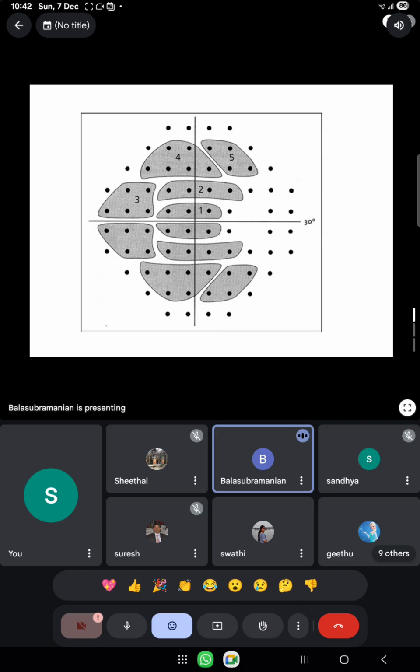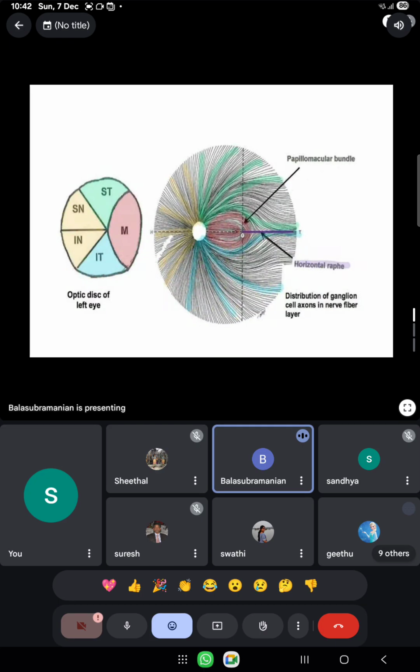Then we shall go to the next picture. This is the reason. Can you tell me now? They are giving more importance to the papillomacular. Tell me, Sandhya, make a try. It is labeled very clearly there. More importance is given to the papillomacular bundle. Yes. Okay.